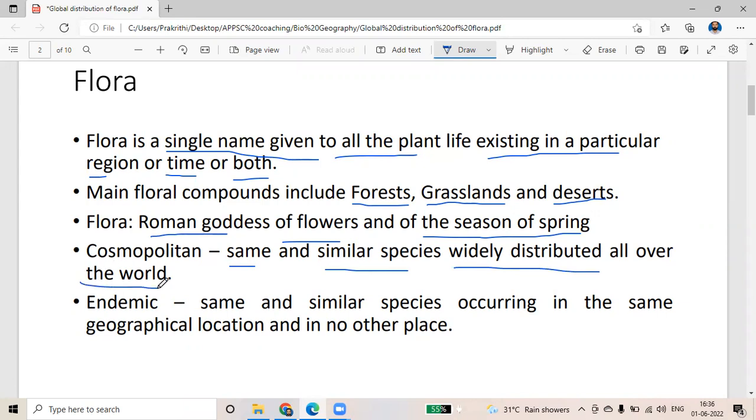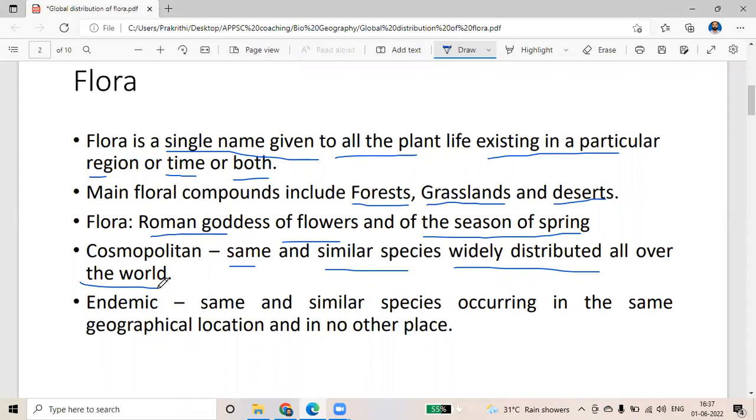ये जो species होगा, human, just take human beings. Human beings are a similar species, Homo sapiens, and it is widely distributed throughout the earth. So humans are cosmopolitan. अभी endemic बोलने से, same and similar species होगा, but it is limited to a particular geographical location. It will not be found in some other place. वो दूसरे जगह पे it will not occur.